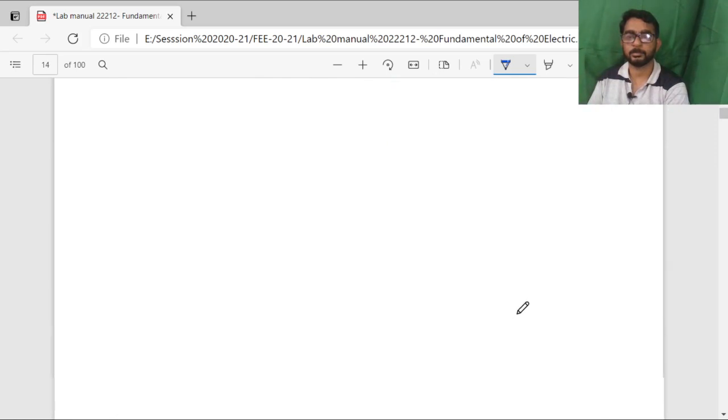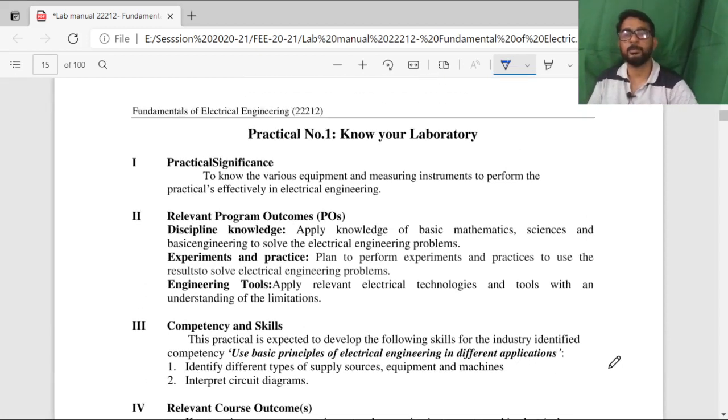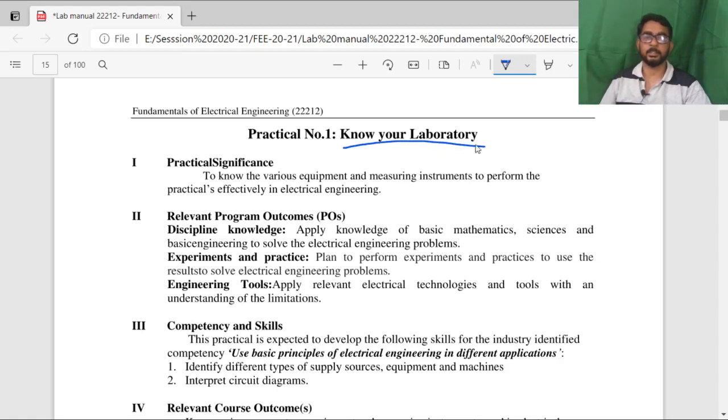So practical number 1 is to know about the electrical engineering laboratory. It is a dream of every electrical engineering student to work with electrical devices such as ammeter, voltmeter, dimmerstat, autotransformer, transformer, induction motor, and DC motors. For that purpose he will be able to know about his electrical engineering laboratory.